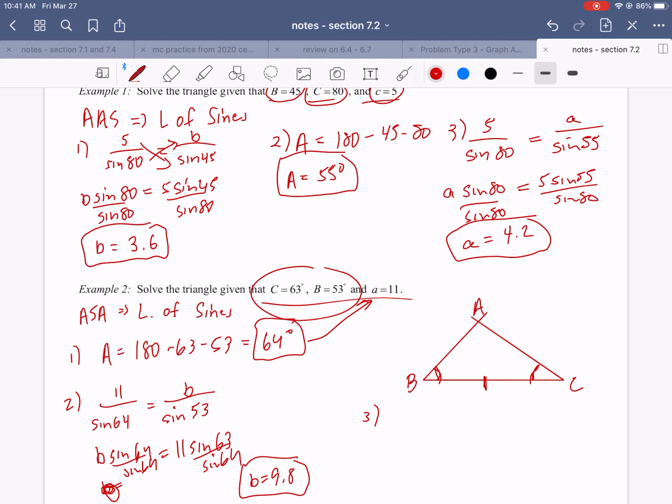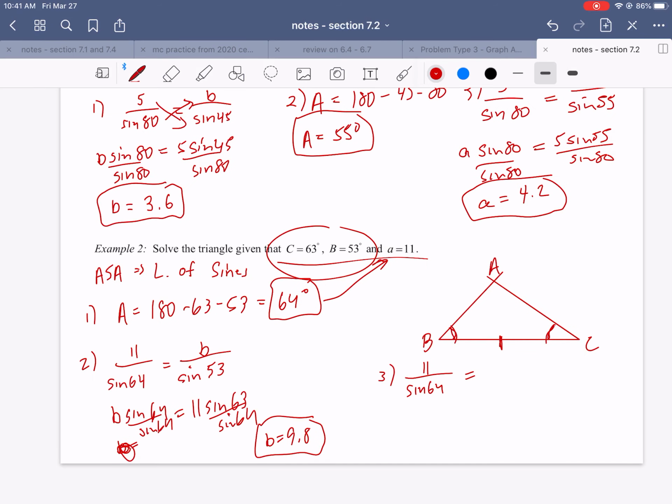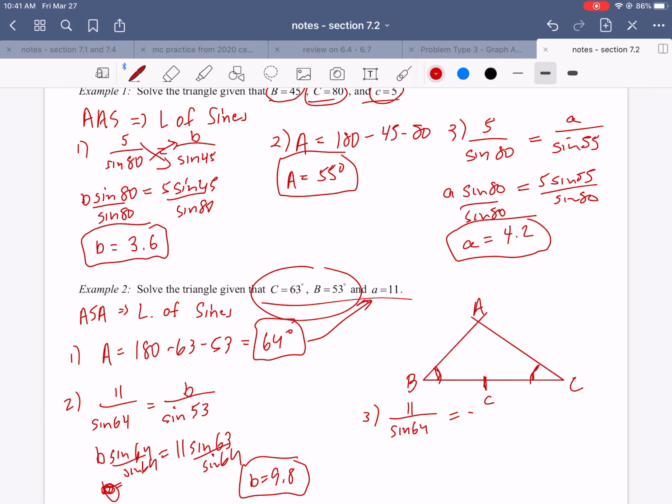And then step 3 is to find side C, so little c. And again, we're going to use our given ratio of 11 divided by sine of 64. And this time set it equal to the C ratio, which is going to say C divided by the sine of capital C, which is 63. Okay, cross multiply and divide that, and what you're going to end up with is C is equal to 10.9.